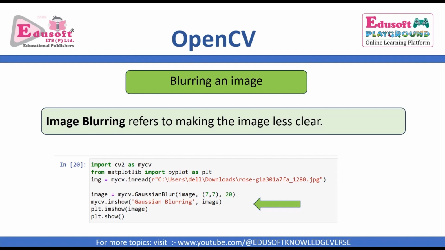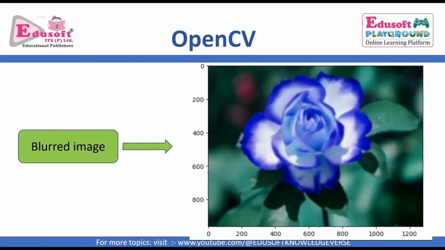As the first argument, you have to give the image reference. And as the second argument, you give the parameters for how much you want to blur your image. After this, plt.imshow with the image, and then plt.show. You can see your output like this. This is the blurred image of the actual image. By using the different algorithms available in OpenCV, you can blur your image to the desired degree.